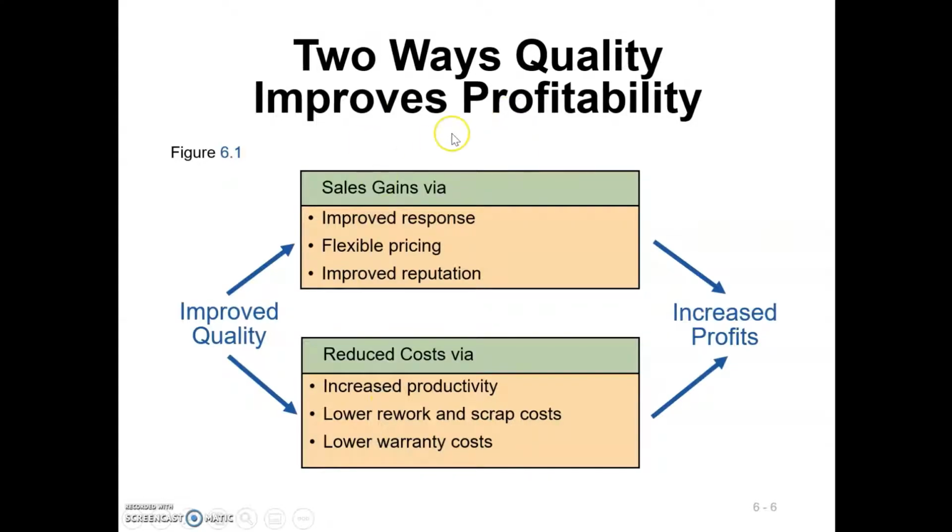So there are 2 ways that quality can improve profitability. The first way is sales gains. The second way is from reduced costs. So when you have sales gains through improved response, flexible pricing, and improved reputation, you are able to increase your profit. In terms of reduced costs, when you increase your productivity, lower rework and scrap costs, lower warranty costs, you are able to then increase profits.